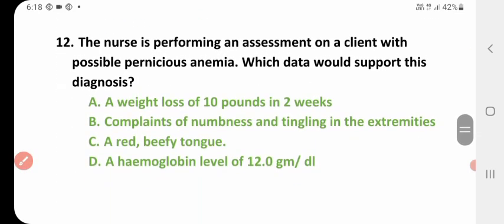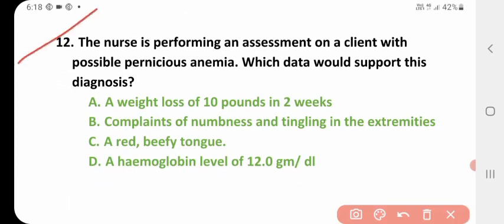Next, 12th. The nurse is performing an assessment on a client with possible pernicious anemia. Which data would support this diagnosis? Weight loss of 10 pounds in 2 weeks, complaints of numbness and tingling in the extremities, a red beefy tongue, a hemoglobin level of 12 grams. The data that supports this diagnosis is a red beefy tongue. Option C.